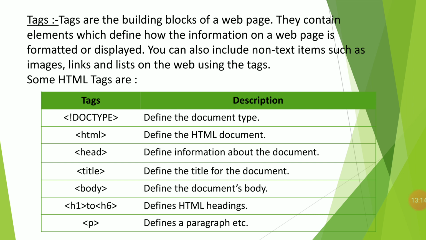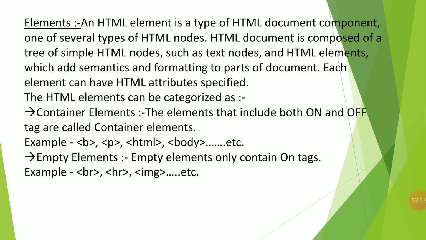Next that I am going to discuss is elements. An HTML element represents one complete individual component. It consists of an on tag, the content and an off tag, that is the closing tag. Elements are of two types, container element and empty element. Dear student, let me tell you what a container element is and what an empty element is. A container element includes both on and off tags. On and off tag means these types of tags have both a starting and an ending tag.